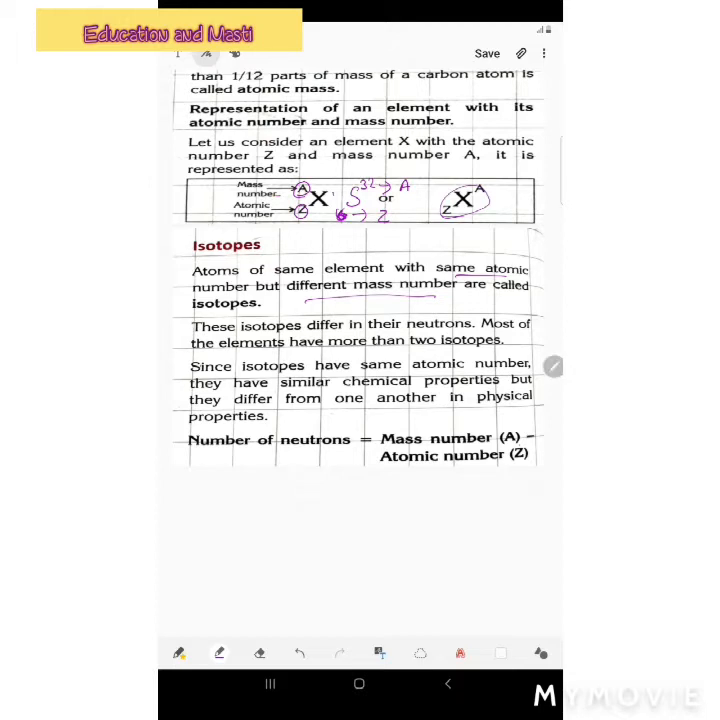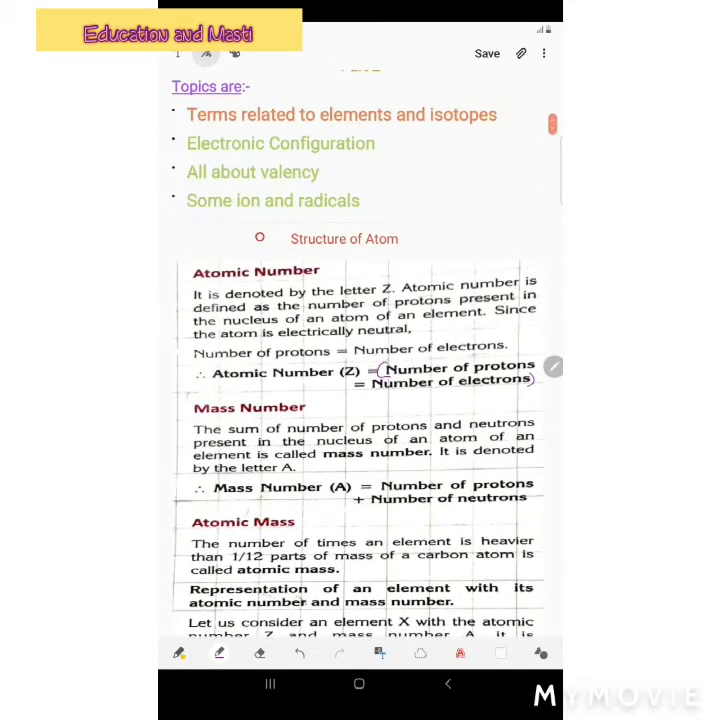The number of neutrons equals mass number minus atomic number. So what is the formula to calculate the number of neutrons for isotopes? For calculating the number of neutrons, we take the mass number minus the atomic number, meaning A minus Z. Then we will get the number of neutrons. So I hope this is clear to you, the terms related to elements and isotopes.